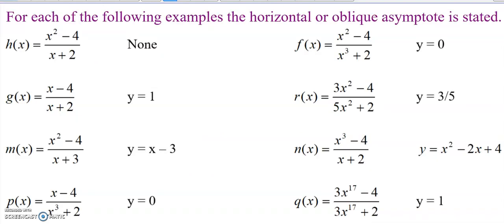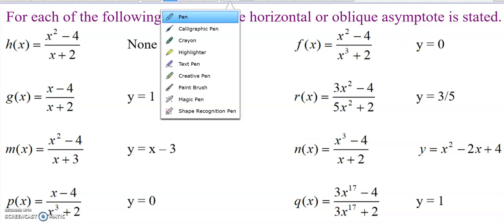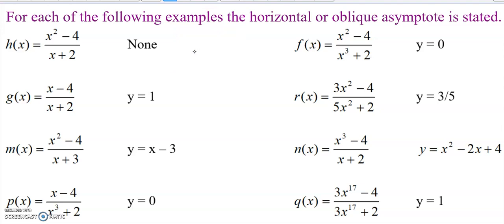Okay, so looking at these examples, here in the right column it tells us what the horizontal or oblique asymptote is. So we're trying to figure out some common trends. Let's look at the cases where the asymptote is an equation using x's. So here and here, both of these are going to have oblique asymptotes. Now, if I compare the degree of the numerator and denominator, I notice that the degree in the numerator is actually higher than the degree of the denominator.